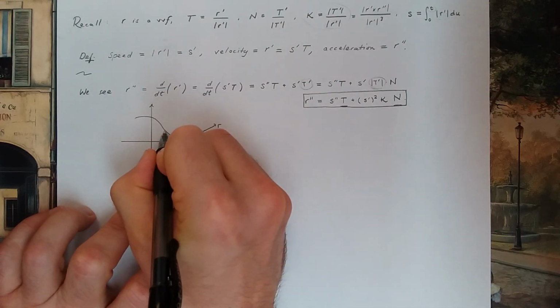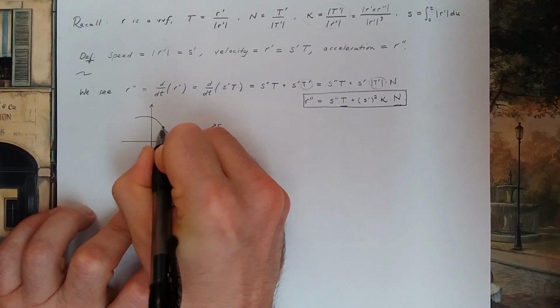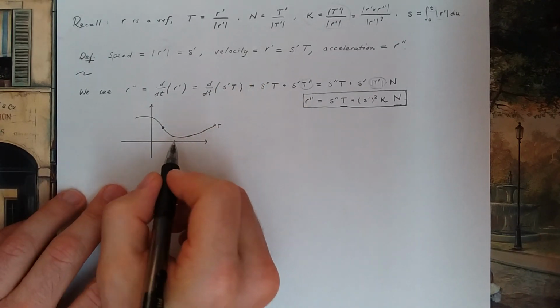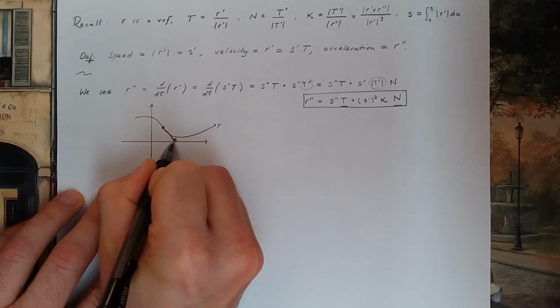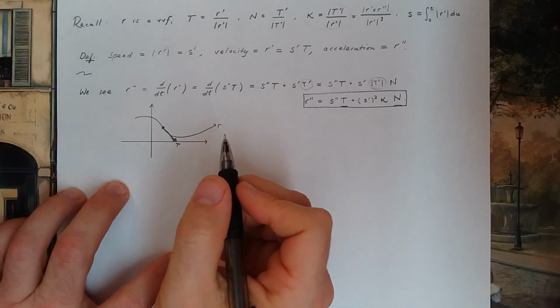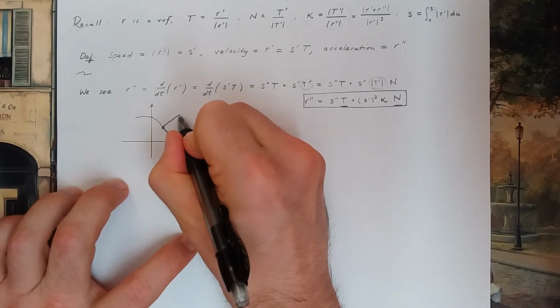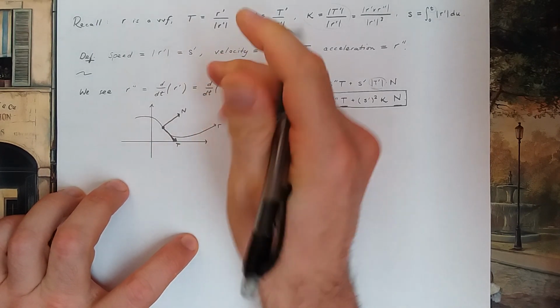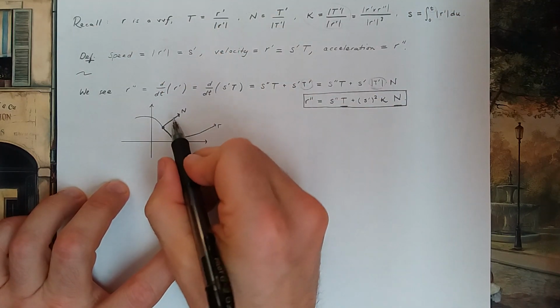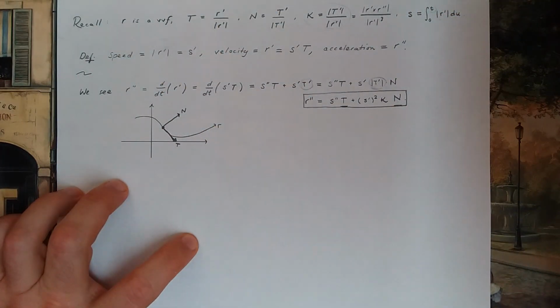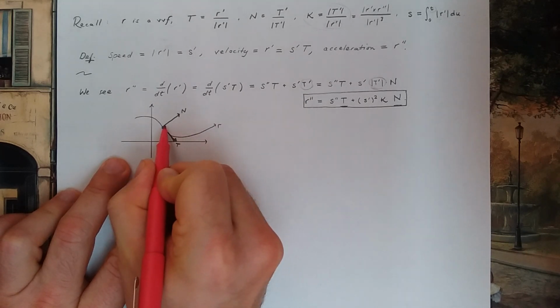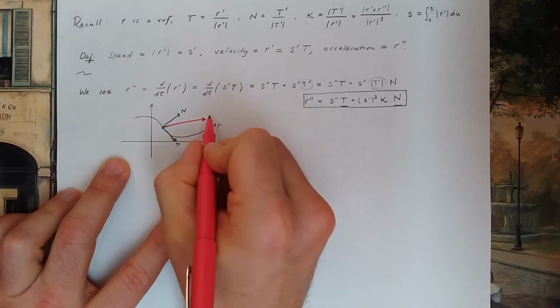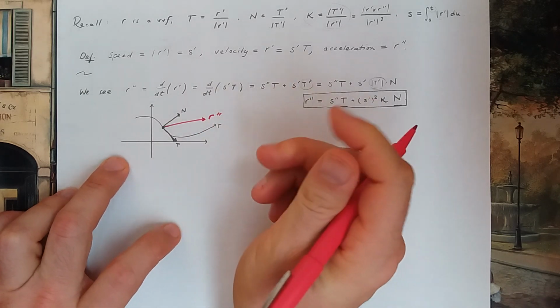I could have a point on the curve. So here's a point on the curve. The unit tangent vector is tangent to my curve and length 1. So let's say that's my unit tangent vector. My unit normal vector is perpendicular to my unit tangent vector and has length 1. The acceleration is a vector maybe like this. So let's say that is my acceleration, r double prime.